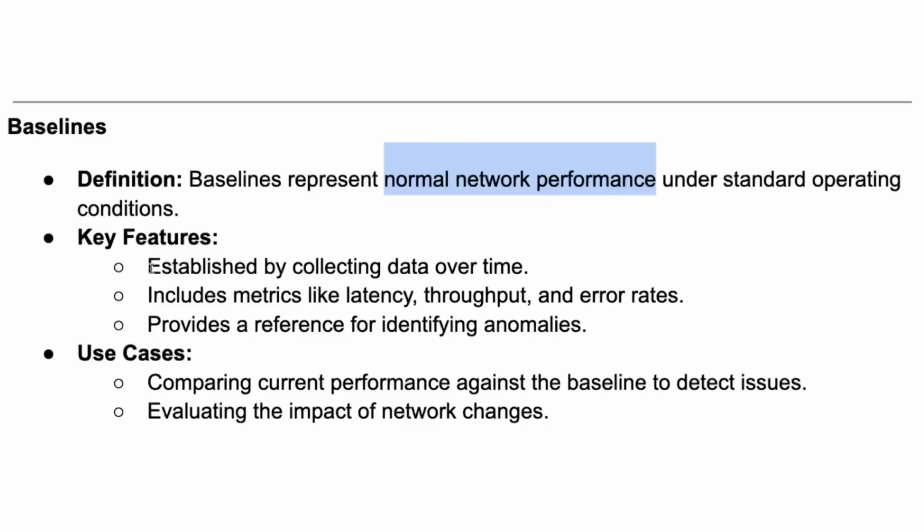The key features of the baseline are that they're established by collecting data over time and making optimizations and tweaks. They include metrics like latency, throughput, and error rates, and it provides a reference for identifying anomalies. So, use cases are comparing the current performance against the baseline to detect issues, and then evaluating the impact of network changes. So these are just some of the use cases where a baseline becomes very handy. And as you're monitoring traffic on a network, you knowingly or unknowingly are using the baseline. Everything is being compared against the baseline.